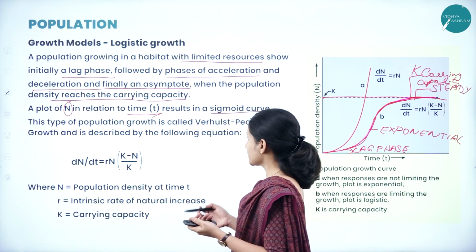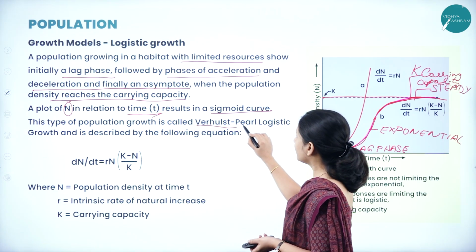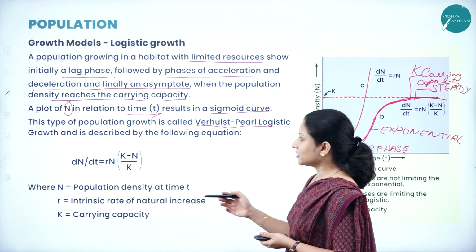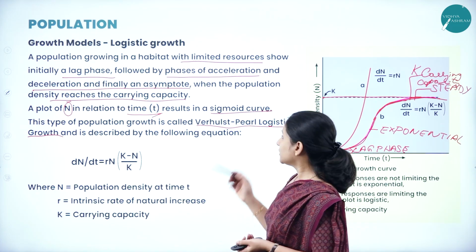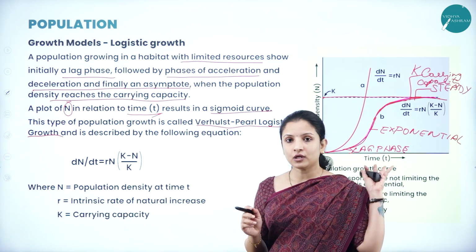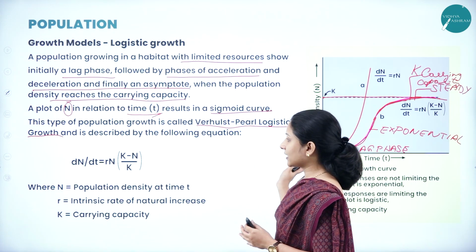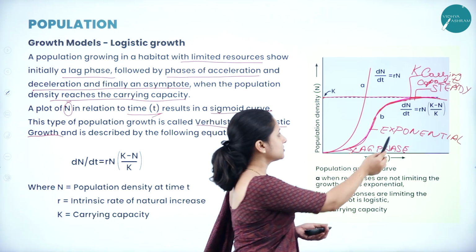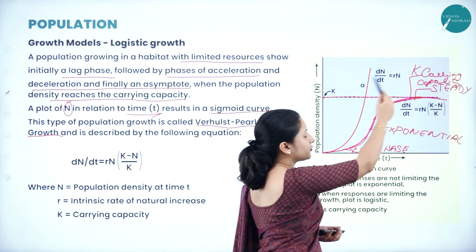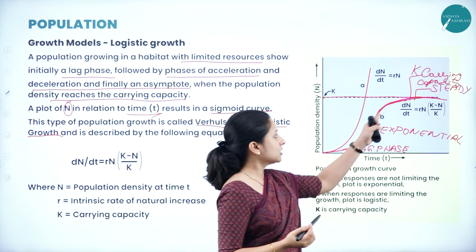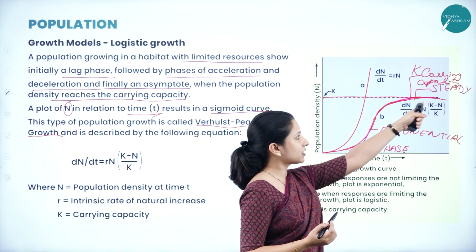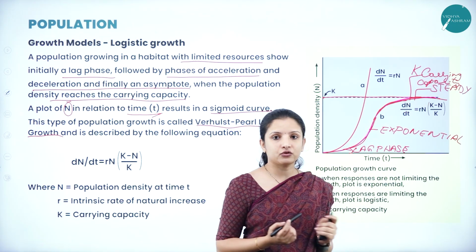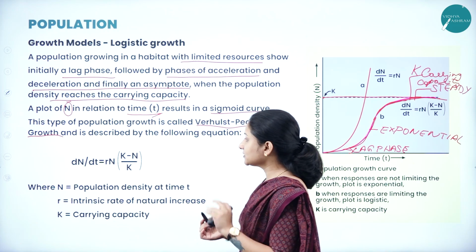This type of population growth is called the Verhulst-Pearl logistic growth. So if you are asked to explain the Verhulst-Pearl logistic growth, we have to write this particular graphical representation. If you write this much, it is enough. There is no need of writing about the exponential growth. If you represent this graph, the carrying capacity we need to represent and the sigmoid curve we need to represent. If that is represented, it is enough.